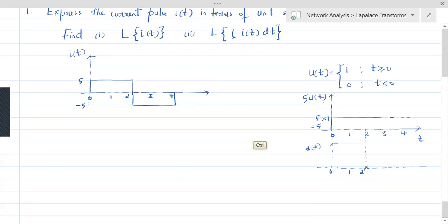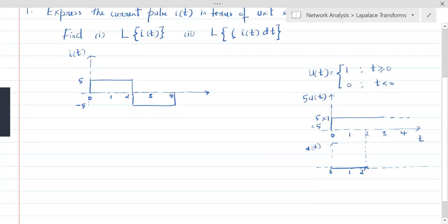What is 5u(t) minus x(t) from 0 to 2 means here? From 0 to 2 it is 5, and from 0 to 2 x(t) is 0. So 5 minus 0 would give you 5 from 0 to 2. So that means we will have a waveform which is 5 from 0 to 2.